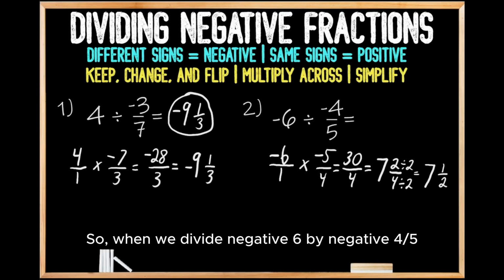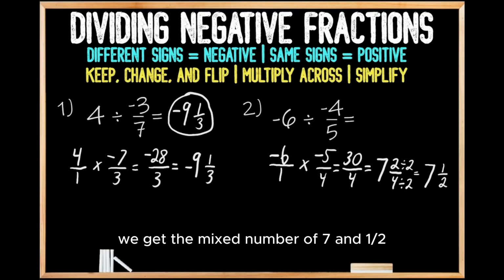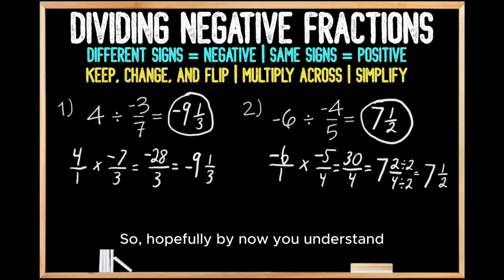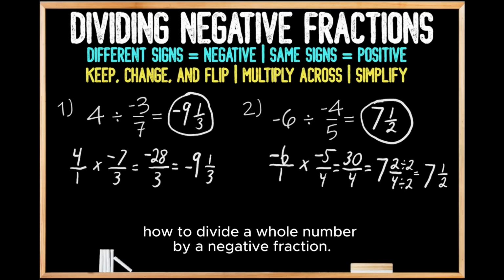So when we divide negative 6 by negative 4/5, we get the mixed number of 7 and 1/2 when written in its lowest possible terms. So hopefully by now you understand how to divide a whole number by a negative fraction.